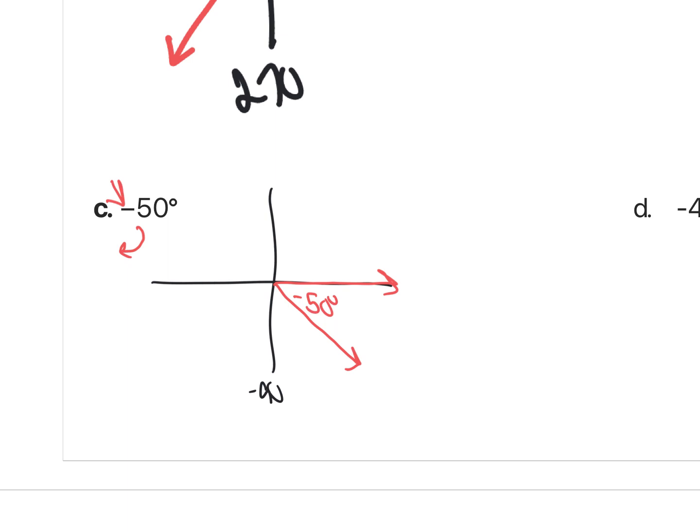We're going in this direction. I didn't want to put that little thing right there right now. We are going in this direction, and we are going to stop here, and we only went 50 degrees, so our reference angle would be 50 degrees, or if you wanted to call it negative 50 degrees because that's the actual measure of the angle, that's fine too.